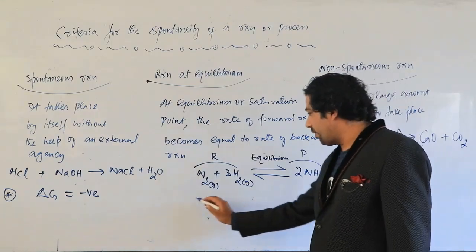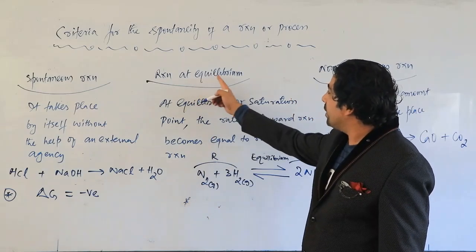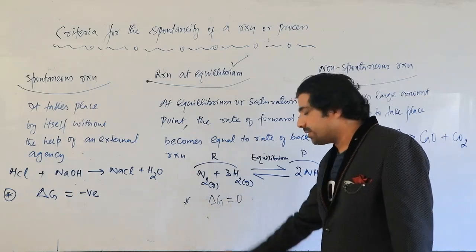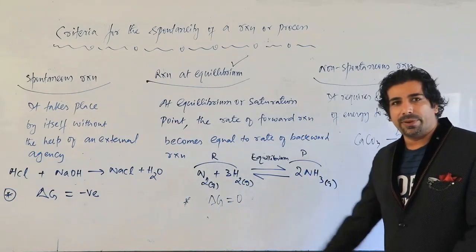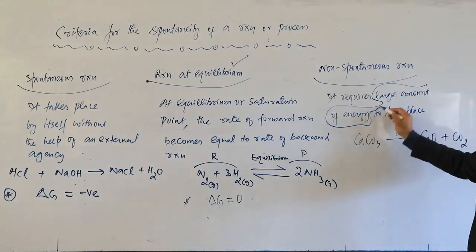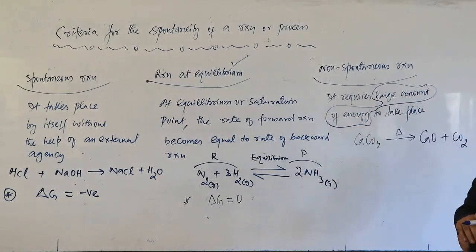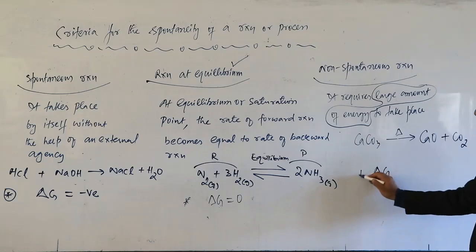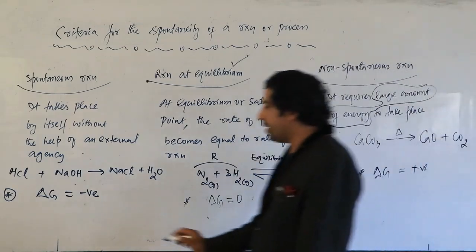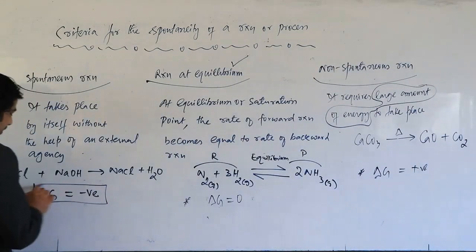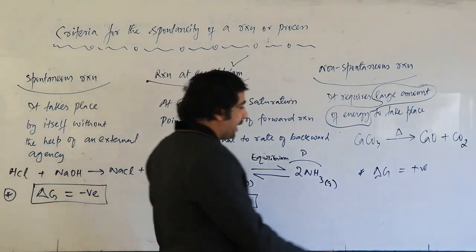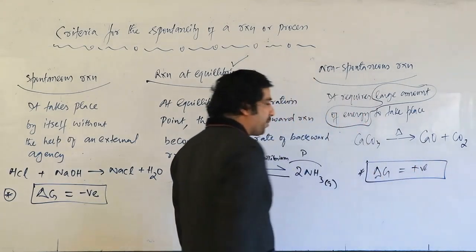Yes? So now look here, my dear friends. For a reaction at equilibrium, delta G value will always be 0. Remember that. So free energy change will be 0 at equilibrium. But when we look at the non-spontaneous process, it requires large amount of energy. So delta G value, my dear friends, here will be positive. So now you understand, delta G will be negative for a spontaneous process, delta G will be 0 for the equilibrium, and delta G will be positive for the non-spontaneous process, my dear friends.